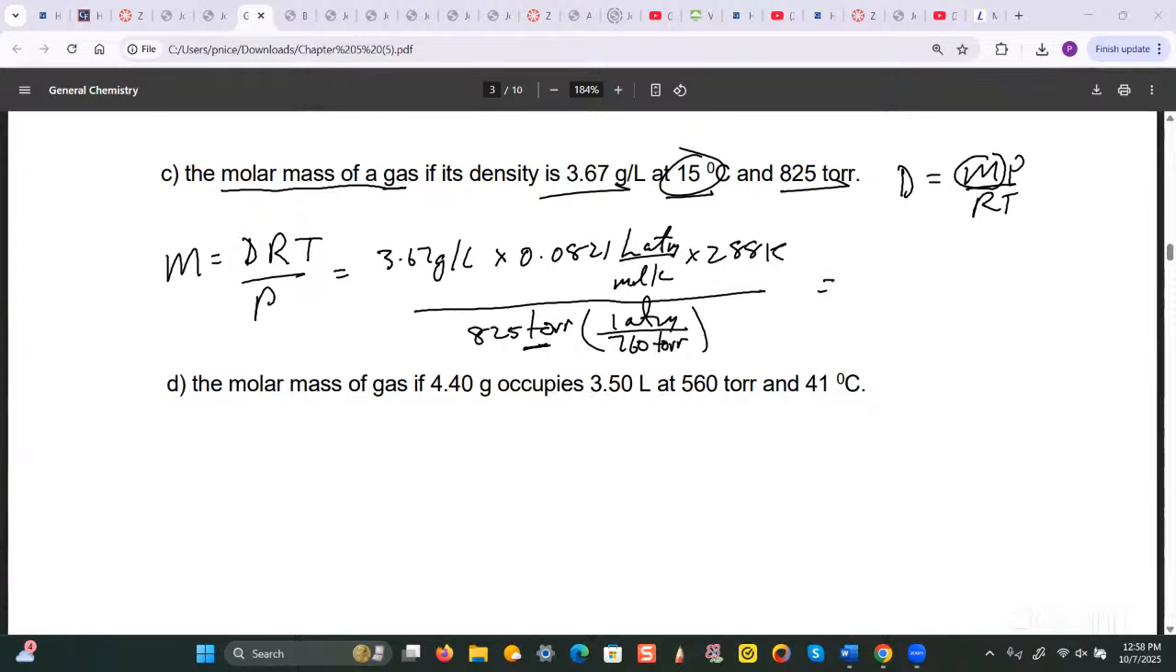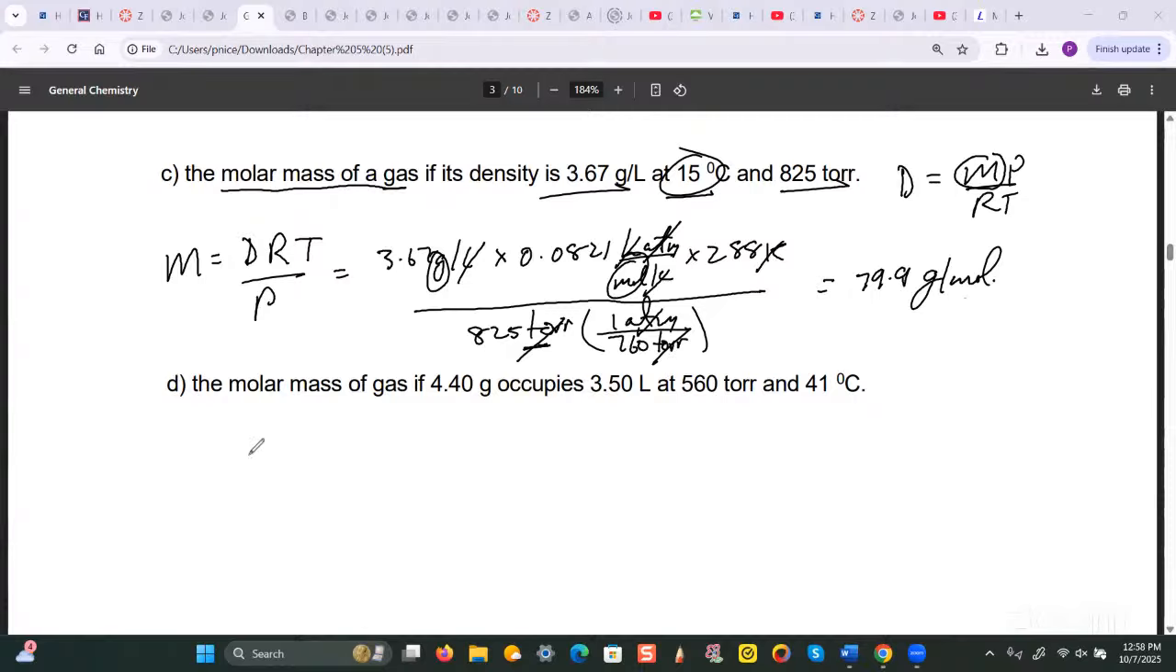And according to my calculation, now we have to round to 3 sig figs. So according to my calculation, that would be 79.9, and the units here would be, well, let's see here. The liter units will cancel out, atmospheres cancel out, Kelvin cancel out, the torrs cancel out. So the only unit remaining would be grams per mole. So that would be the unit of molar mass in this case. All right? Any questions about this one?